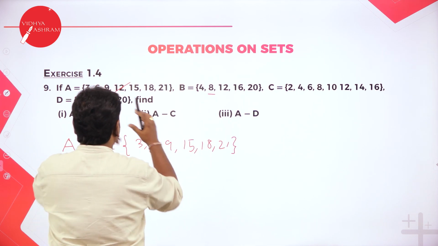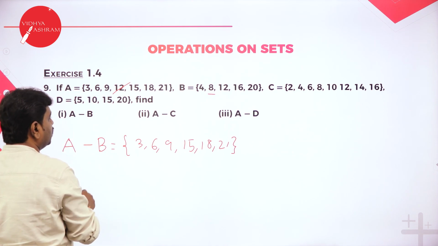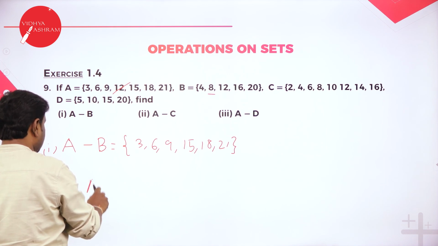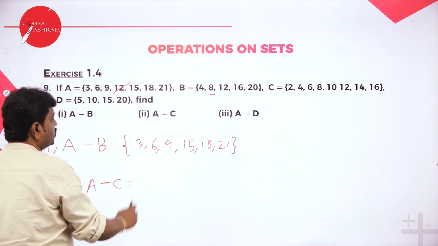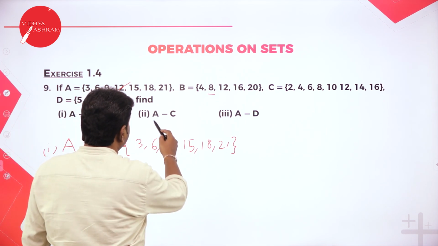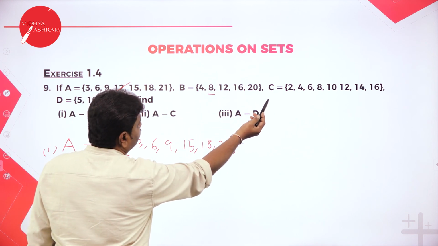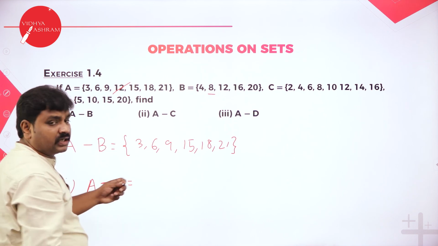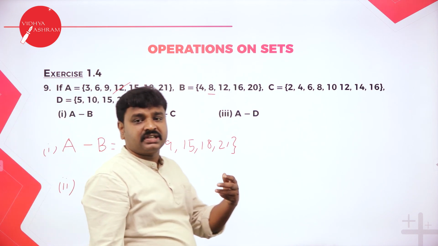Only one element of B was present, and we removed it. Then they want A minus C. What is meant by A minus C? In A, remove C. What is C? 2, 4, 6, 8, 10, like that. Remove C and write. Like that, you can go ahead finding A minus C and the other parts.